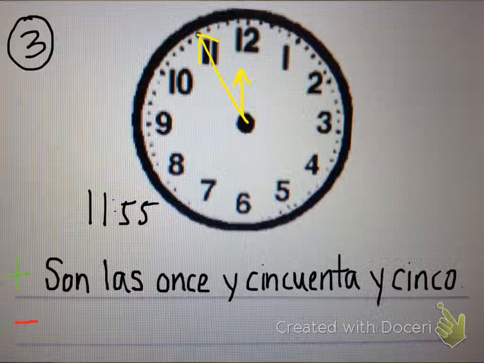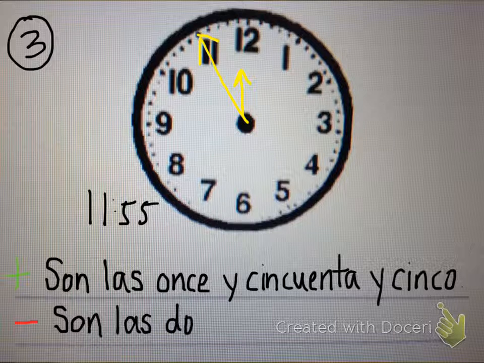So 11:55. All right, negative time. See if you can get it before I do. Remember, it's 5 minutes until 12. Son las 12 menos 5. All right, hopefully you got that one before me. We're going to move on to clock number 4.